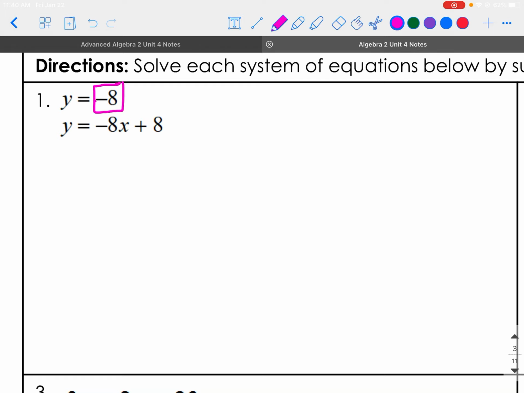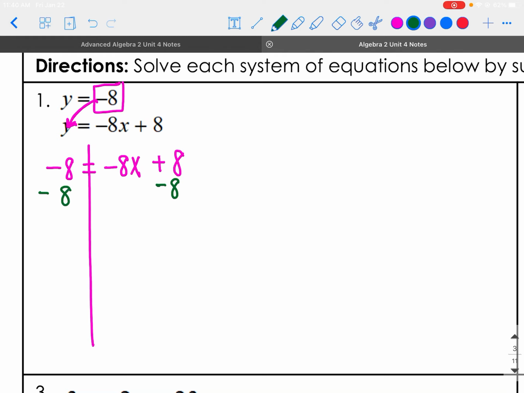And then we're going to take that -8 and we're going to plug it in to the y in the other equation. So that -8, I'm going to plug it in to the bottom equation. And so it's going to be -8 equals -8x plus 8. And then I can solve this equation. So my first step would be to subtract this 8 from both sides.